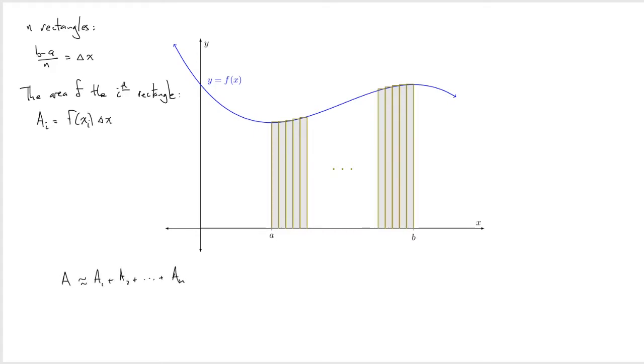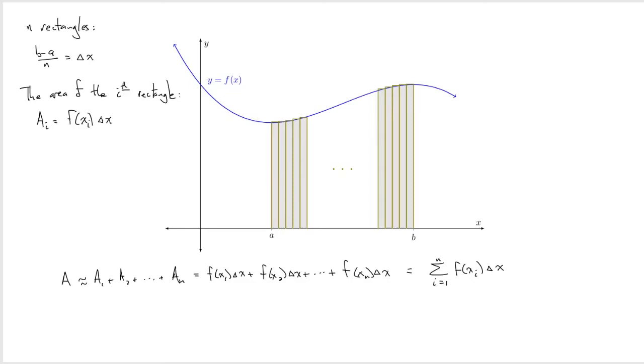And adding those areas together, we get an approximation for the area between the curve and the x-axis. It's a1 plus a2 all the way up to plus a sub n, which is the same thing as saying f of x sub 1 times delta x plus f of x sub 2 times delta x all the way up to f of x sub n times delta x. And it's convenient to write this in what we call summation notation. That's a capital Greek sigma there. And we read this as the sum as i goes from 1 to n of f of x sub i times delta x. And it's equal to exactly the expression that you see to the left of it.